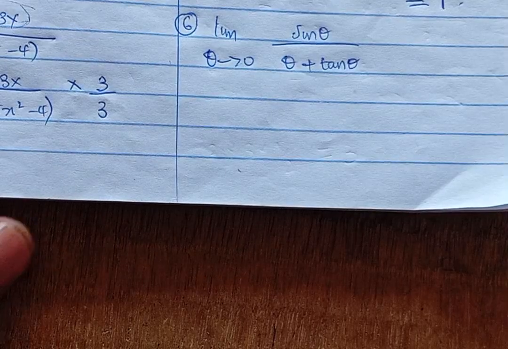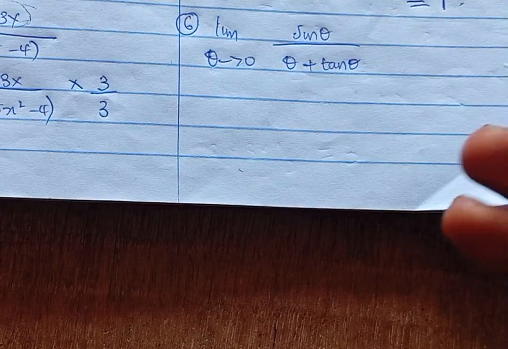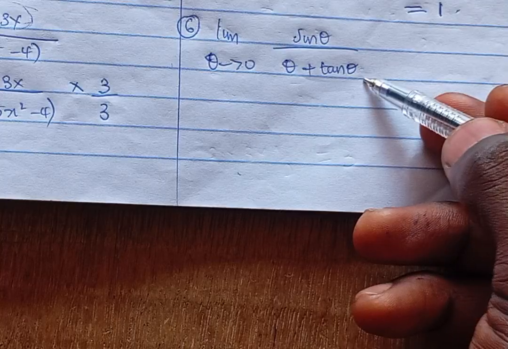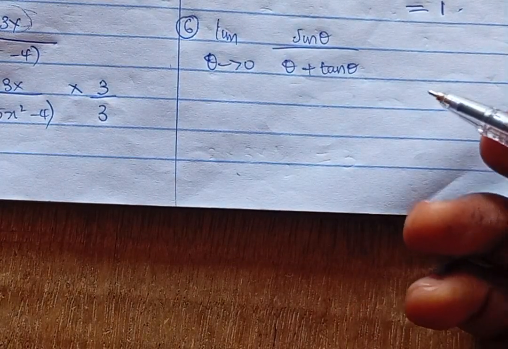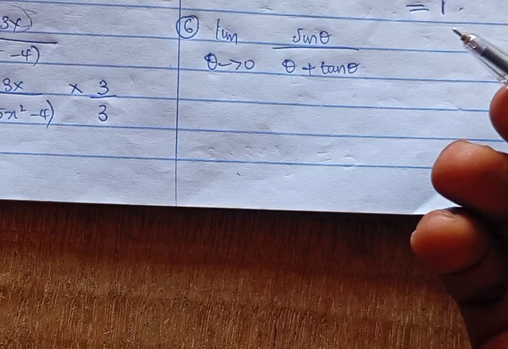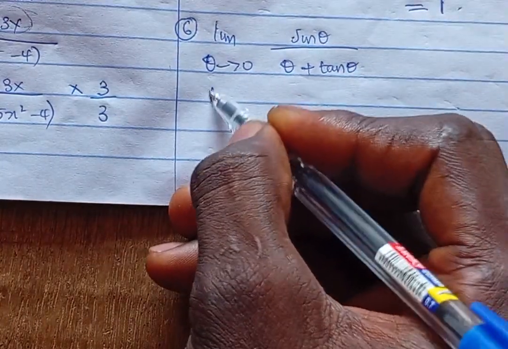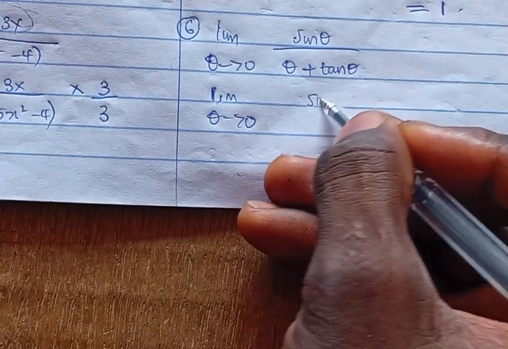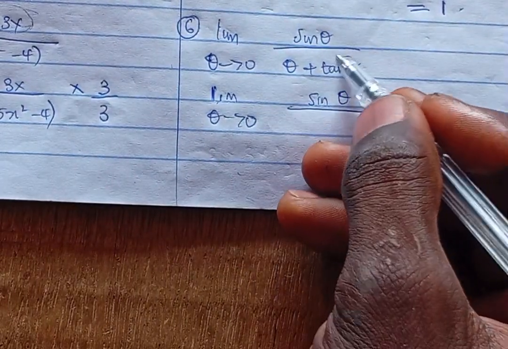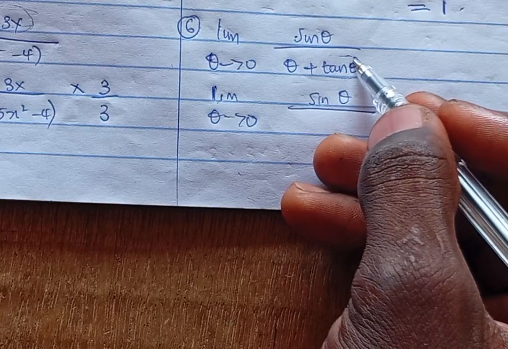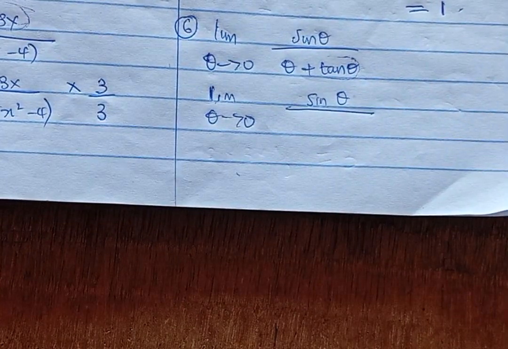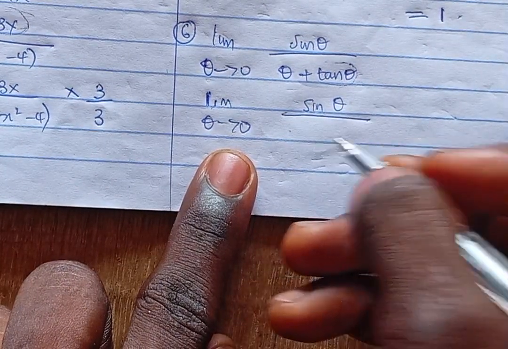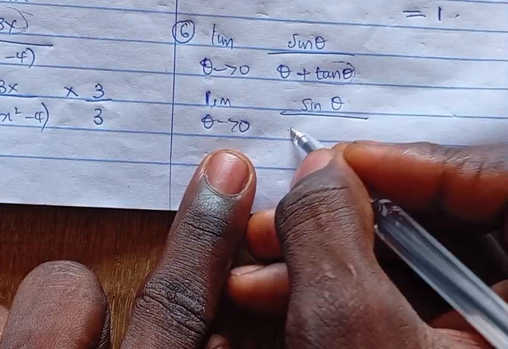Okay, so we have the limit as theta tends to 0 of sine theta over theta plus tan theta. Oh, wow. Okay, what can we do here? Let me do something. Limit as theta tends to 0 of sine theta over, this one can easily be turned to sine theta over cos theta. Okay, should I do that? No. Let me divide through by theta up and down. Let me rewrite this.